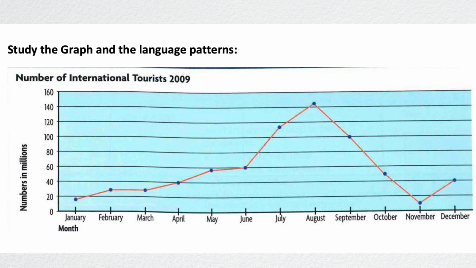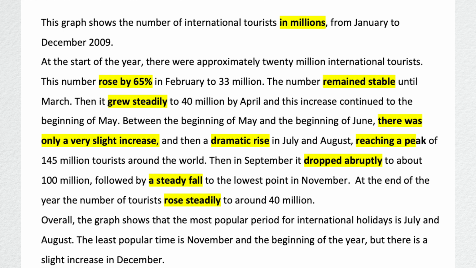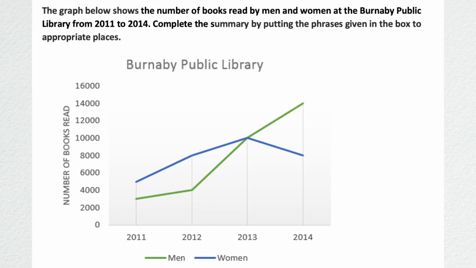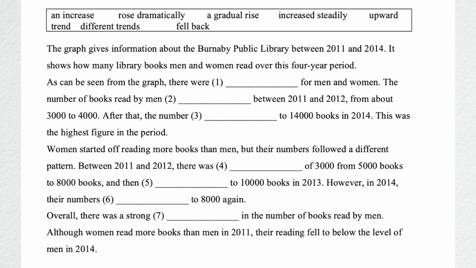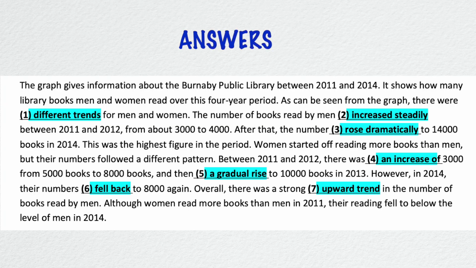Now pause the video. Study the graph and the language patterns in the sample text. Now it's your turn. The graph below shows the number of books read by men and women at the Burnaby Public Library from 2011 to 2014. Complete the summary by putting the phrases given in the box to appropriate places. Now you can check your answers.